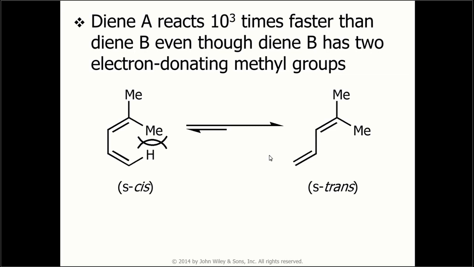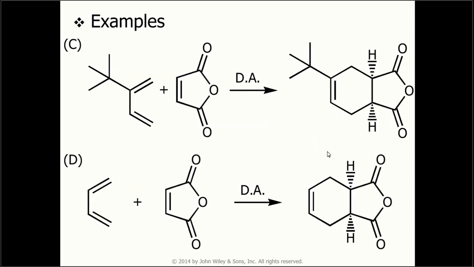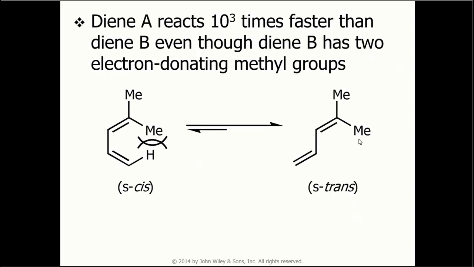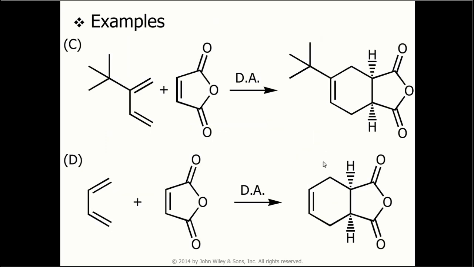So sterics, in this case, indicate that we're going to disfavor the S-cis conformation. Electronics suggests that we have two electron donating groups, so that should accelerate the rate of the reaction. But as I mentioned a moment ago, sterics end up dominating in this case. We end up adopting the S-trans conformation, which is unreactive more often than not. Or the S-trans is always unreactive. We end up adopting this conformation more often than not.